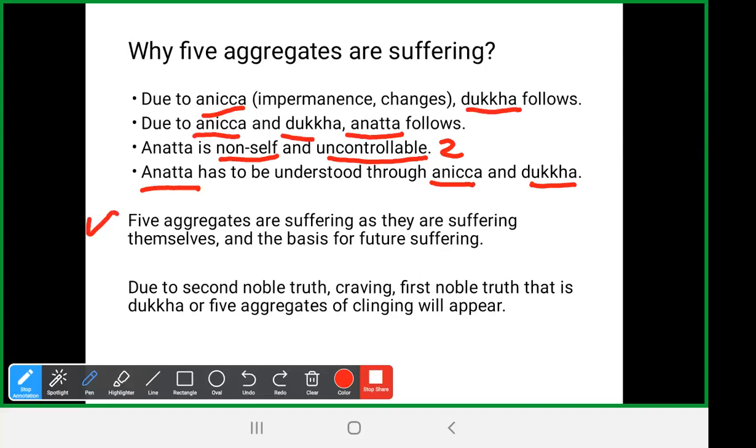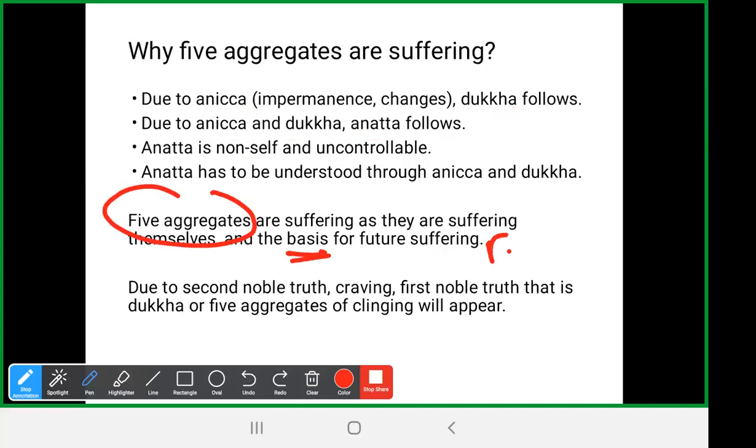Now, the 5 aggregates are suffering not only because they are suffering themselves, but because they are the basis of future suffering. This means that if somebody has the 5 aggregates, there will be rebirth. That's why the 5 aggregates are a basis for future suffering. So actually, just now when you talked about the first opinion and second opinion, the answer should be that both opinions are correct. Due to the second noble truth, craving, the first noble truth, dukkha or the 5 aggregates of clinging, will appear.